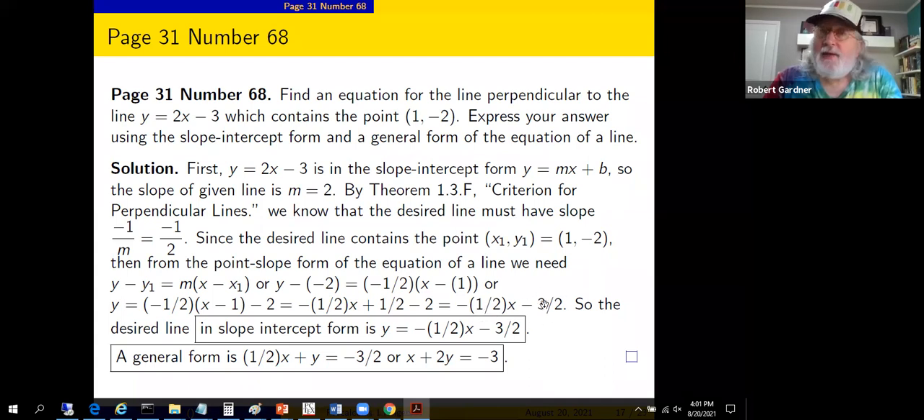Slope, y-intercept, by the way. Slope-intercept form is y equals this, negative 1/2 x minus 3/2. Slope-intercept form, there's the slope, there's the intercept of the desired line. And now they want that in some standard form, also known as a general form.